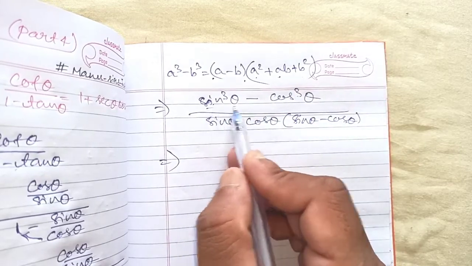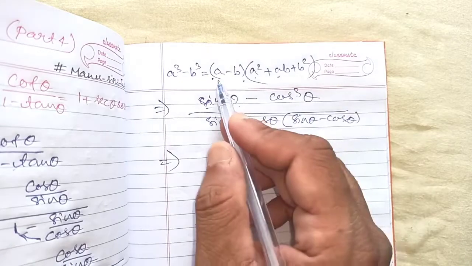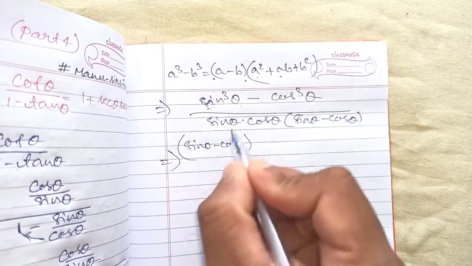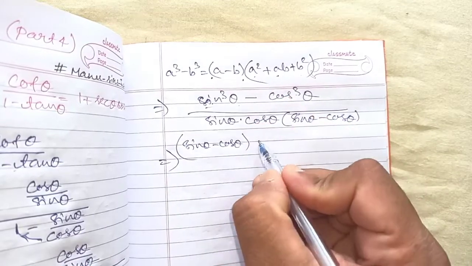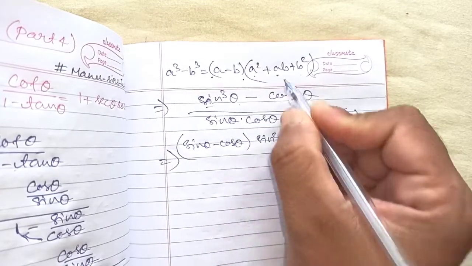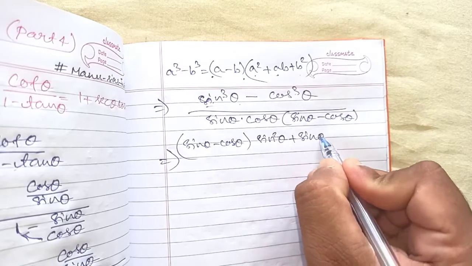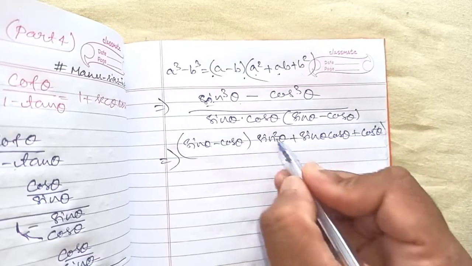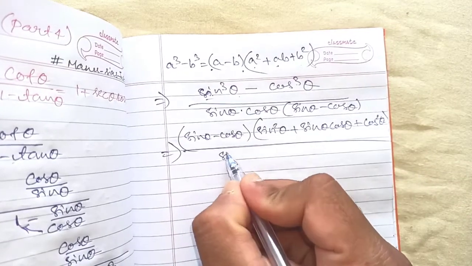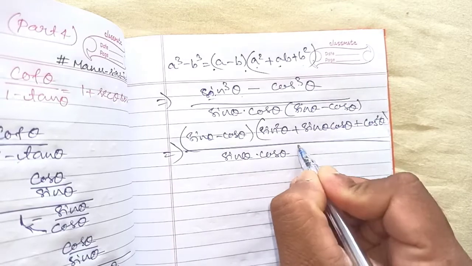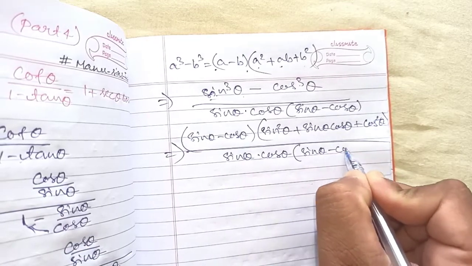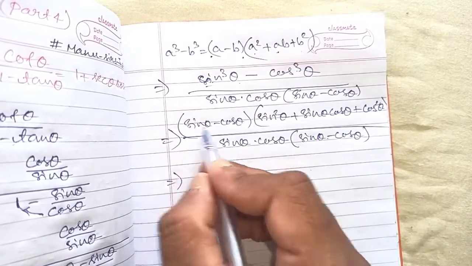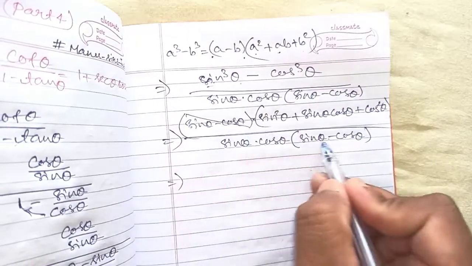What is our a? Sin theta is our a. What is our b? Cos theta is our b. So according to the formula, a minus b, that is sin theta minus cos theta, into a square, sin square, plus ab, sin theta into cos theta, plus b square, that is cos square. Okay, whole divided by sin theta into cos theta into sin theta minus cos theta. Now next you can see these two terms are same. There is multiplication, so we can cancel it.